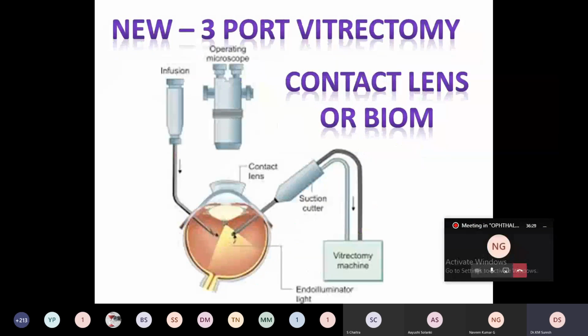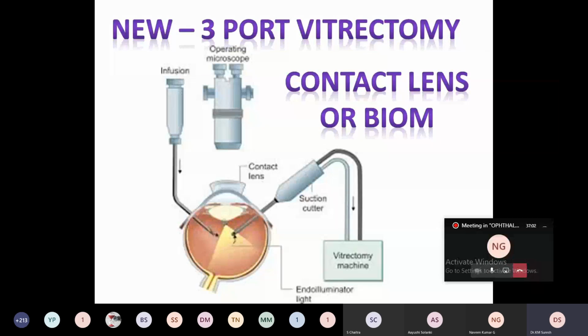The new method is 3-port vitrectomy. Whatever equipment I told you earlier is divided into 3 parts. Infusion is by saline infusion. Then suction and cutting is done by the vitrectomy machine. And the endoilluminator is illuminating the vitreous. You cannot see the vitreous with the naked eye. You have to have an operating microscope, and special contact lenses to visualize the posterior segment or the vitreous whenever you are doing vitrectomy.